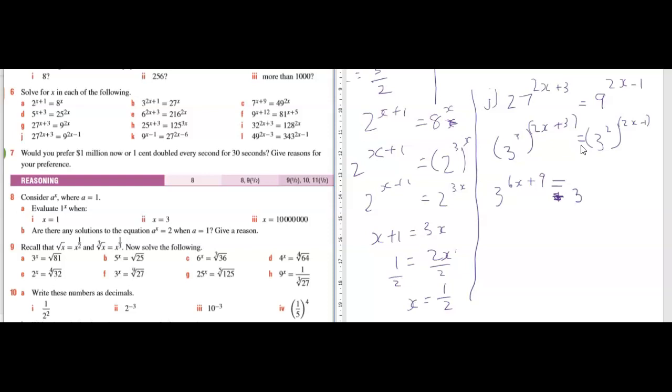What are we doing? 2 times 2x is 4x. 2 times negative 1, so it's negative 2. Can't even read my own writing. Now that we've got the same bases, I can just let the powers equal each other.